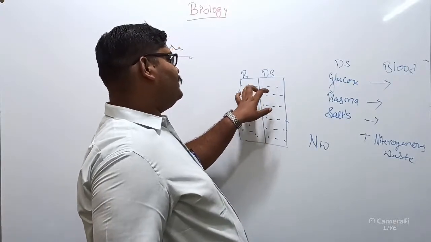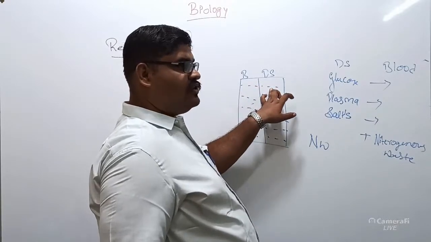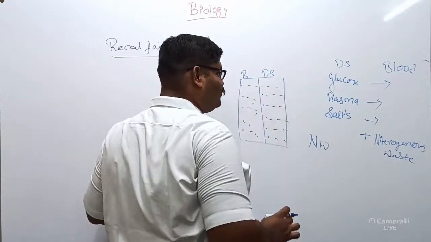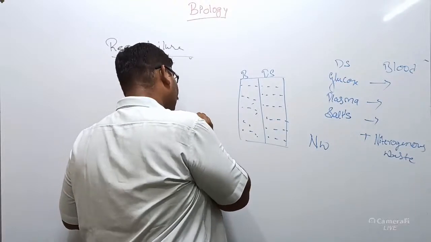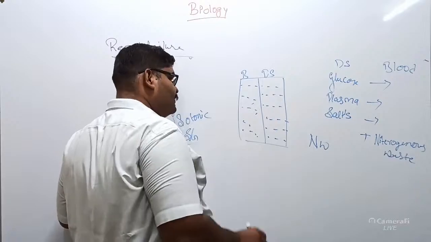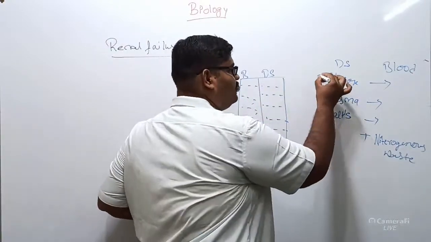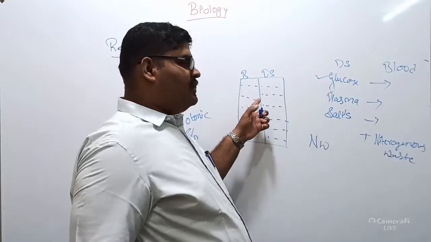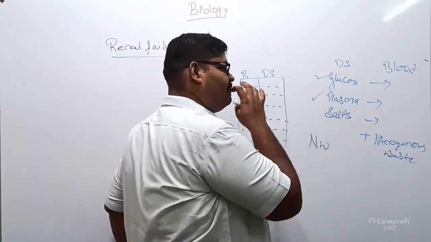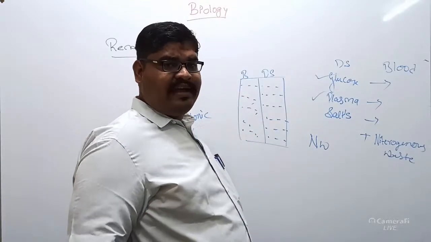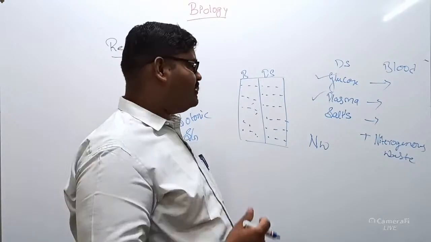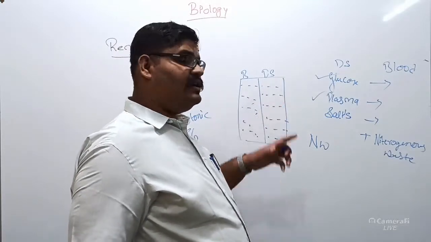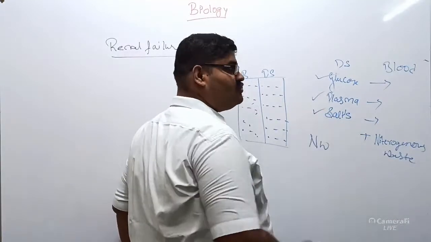The blood is rich in glucose, and the dialyzing solution is also rich in glucose. So when the concentration of glucose in blood as well as dialyzing solution is the same, that becomes an isotonic solution. So there is no movement of glucose from blood to the dialyzing solution, no movement at all. So plasma, the same concentration is maintained, so there is no actual movement of plasma, right? Some movement is eliminated also, but not all the plasma is eliminated. Then salts, some salts are required by the body, and that salt is also maintained in the dialyzing solution. So there is no movement of salts also.